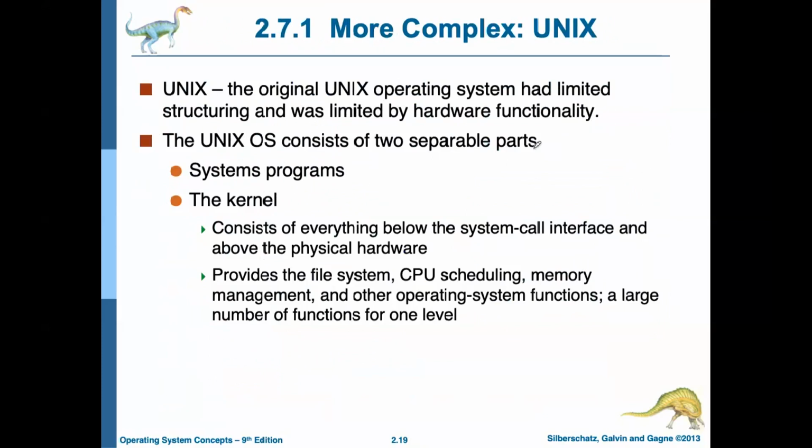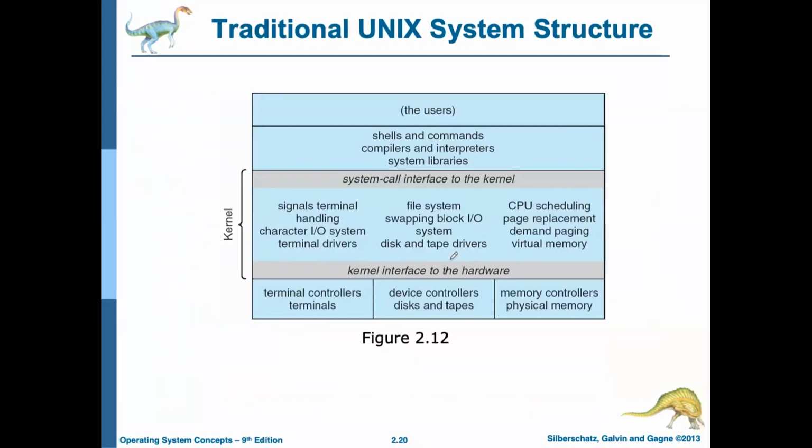The Unix OS consists of two separable parts: the system programs, and the kernel. The kernel itself consists of everything below the system call interface and above the physical hardware. It provides the file system, CPU scheduling, memory management, and other operating system functions. A large number of functions for one level. So this is the traditional Unix system structure, not the early age but traditional.